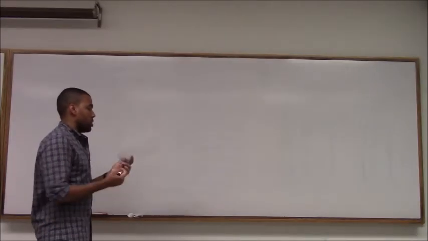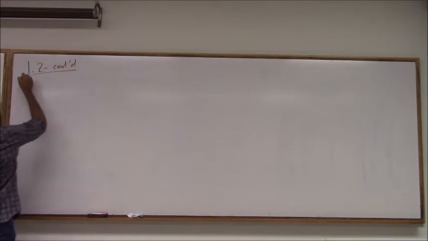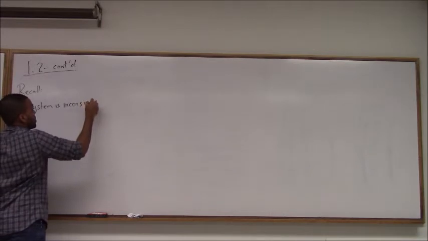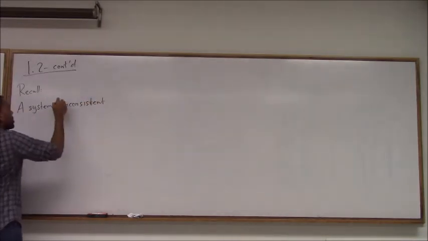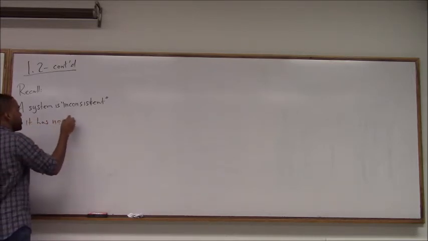We're still in 1.2. I just want to wrap things up nicely and summarize some things, and we can talk a little bit about homogeneous systems. So 1.2 continued. Recall the system is inconsistent if it has no solution.